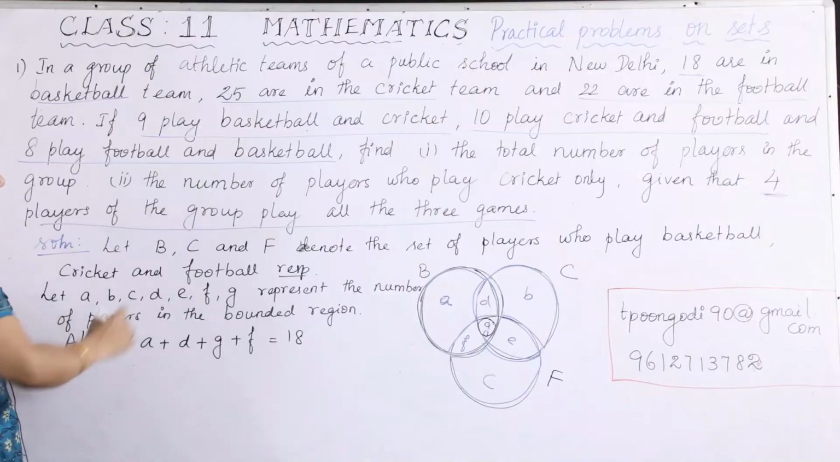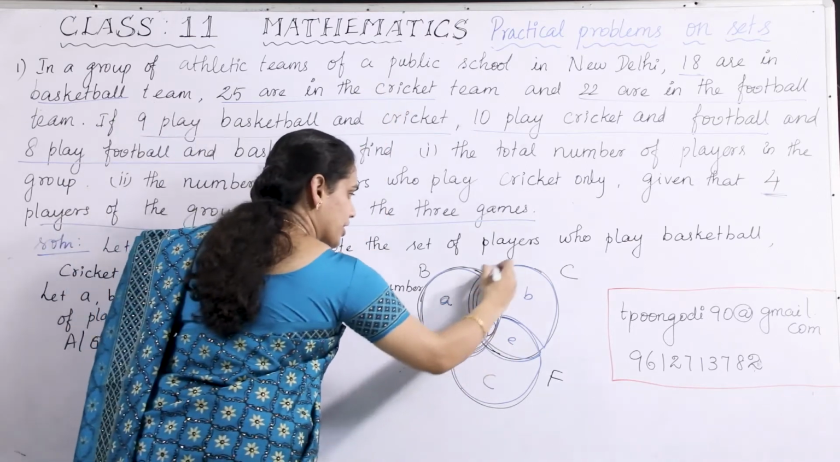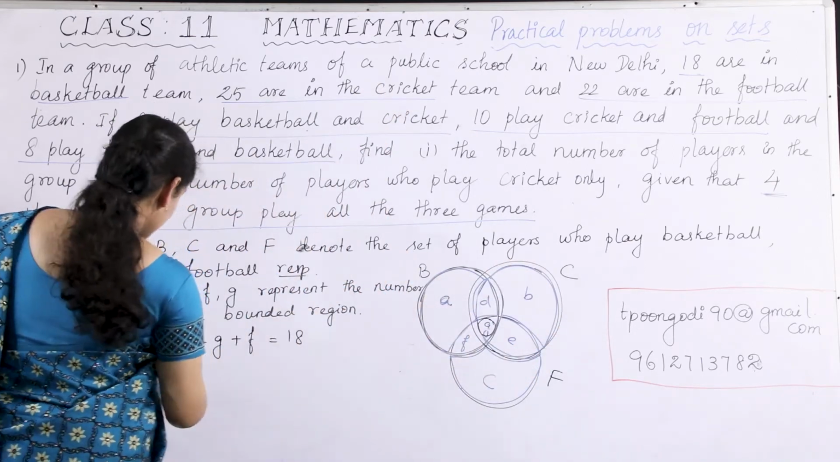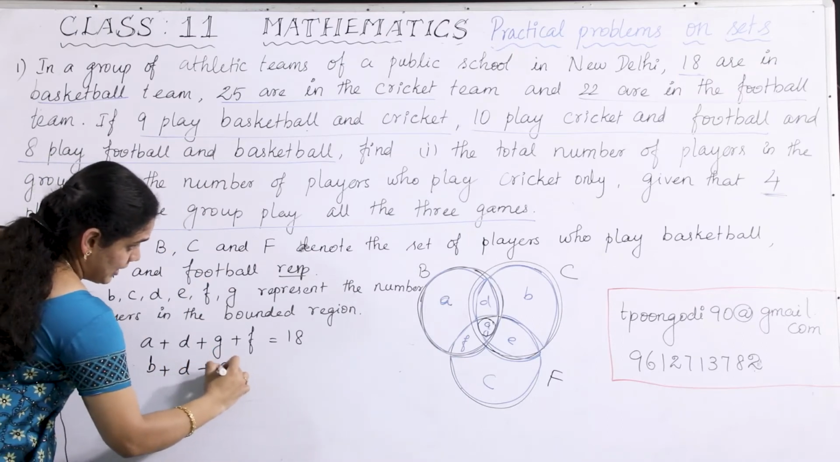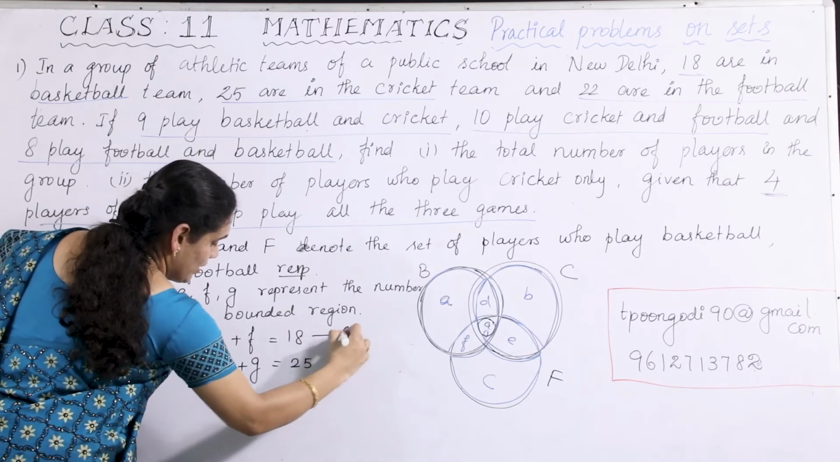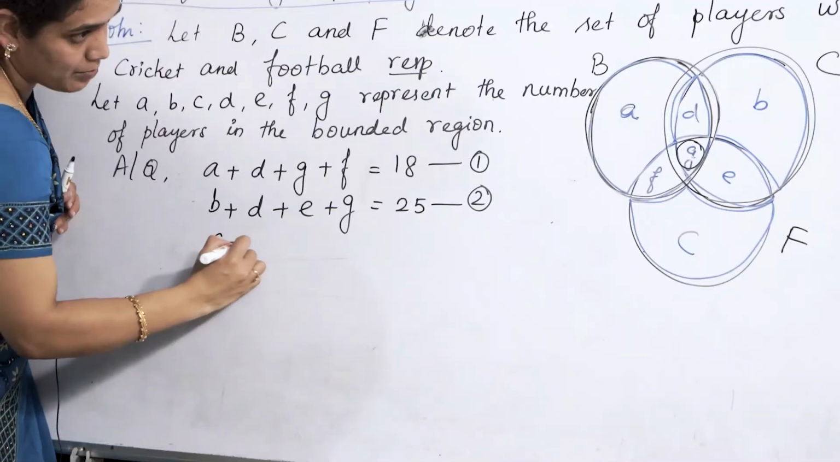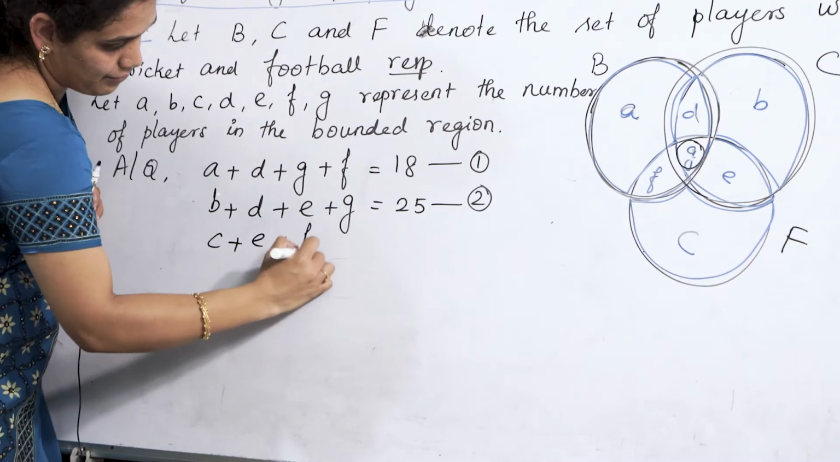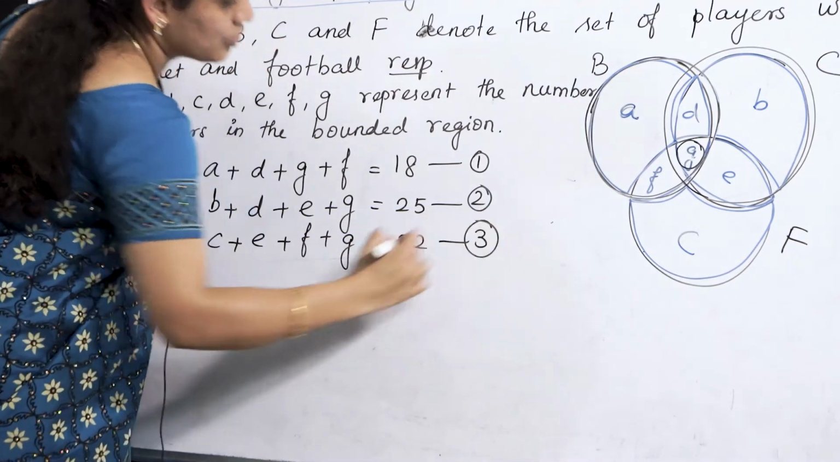Is that clear? And the next one, 25 of them play cricket. That is, those who are here in this circle. That is, B plus D plus E plus G is 25. Name it as 1 and this is 2. And the third one, 22 of them play football. That is, C plus E plus F plus G is 22. Take this as equation number 3.